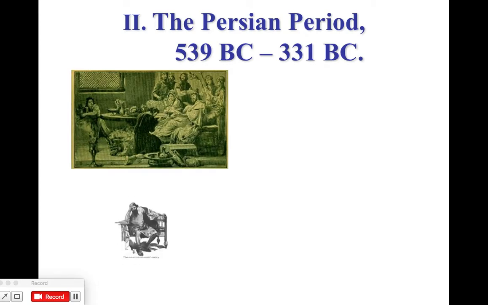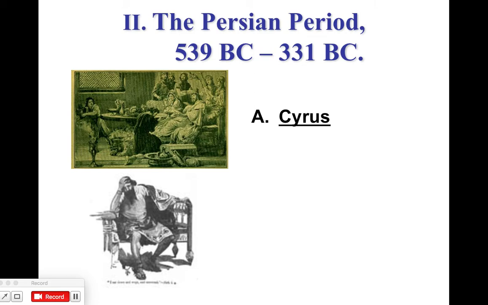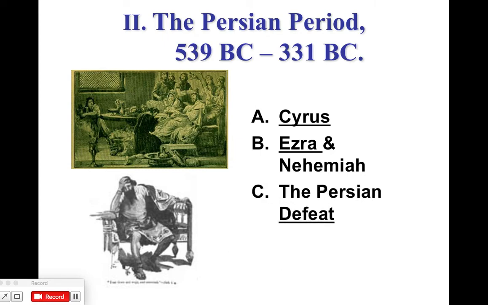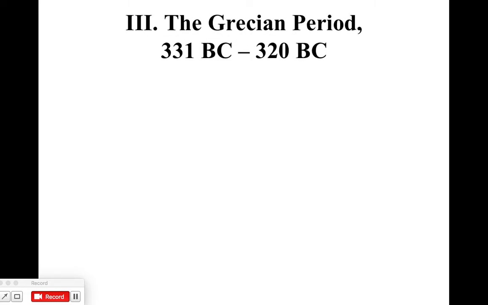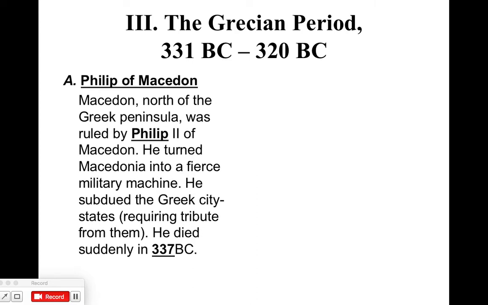Now, the Persian period, we're talking about King Cyrus. We're also looking at the books of Ezra and Nehemiah. If you go back and read those books, that's the time period. They're coming back out of captivity, back into Jerusalem. At the end of that time period, we bring about what's called the Persian defeat at the hands of the Greeks, mainly Philip of Macedonia.